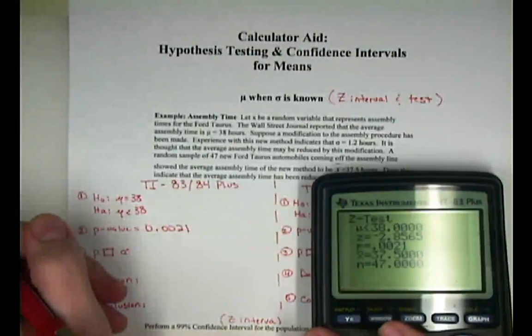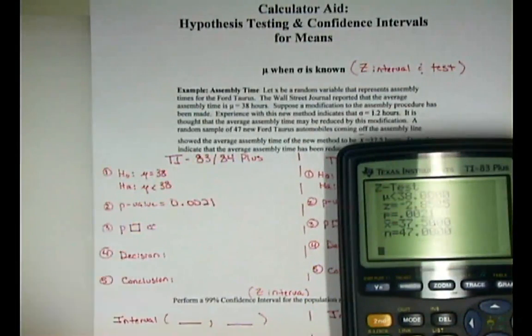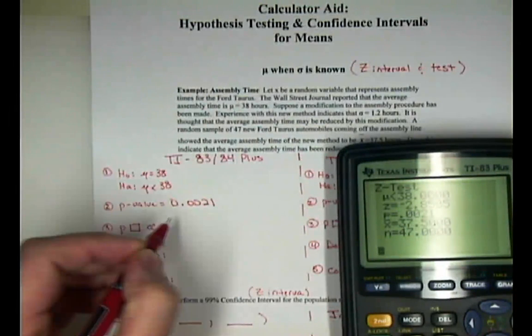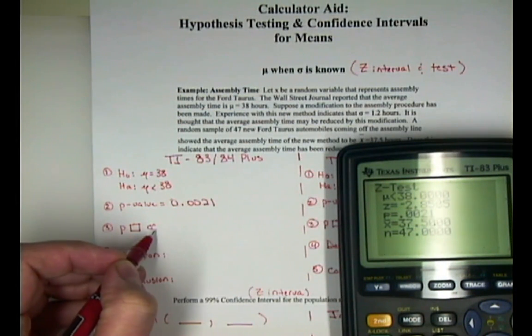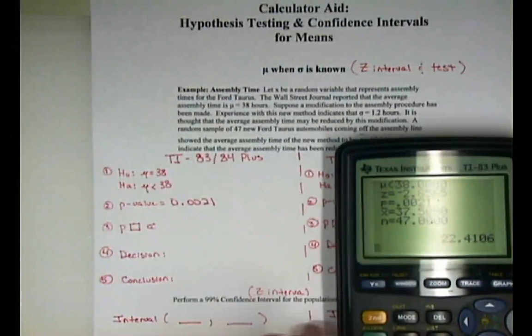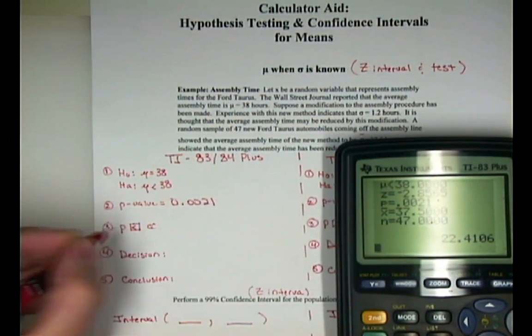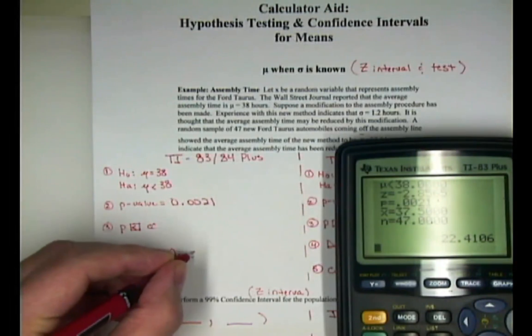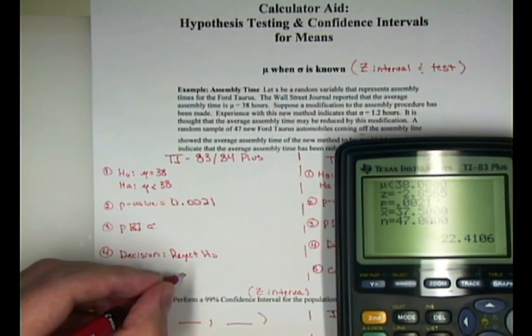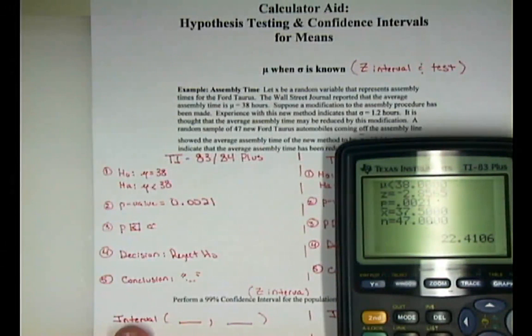Over here I've prepped for an 89 Titanium example, so I'll leave that there. Once you do that, you know the rest. You just have to compare it to alpha, which, what was our alpha in this one? 0.01. The p-value is less than 0.01, so of course you would reject H naught, and then you would write your conclusion. Based on the evidence, the mean assembly time is significantly reduced, and so on. You would write a nice intelligent sentence. I'm not going to do it all for you because the purpose of this video is just to show you how to work your calculator.